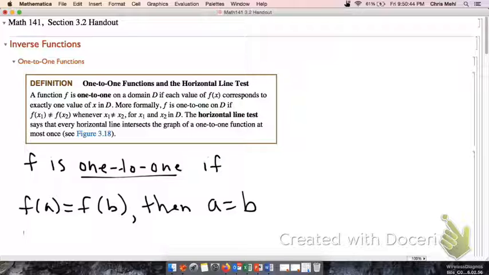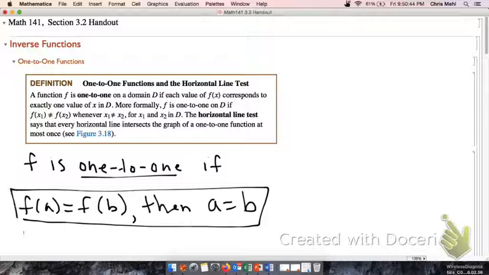Okay, so we're going to verify in just a minute. We're going to look at two functions algebraically. I'm going to show you how to show that those functions are one-to-one. So I'm going to use this property right here. If f of a equals f of b, the only way that two outputs can be the same is if really the inputs are the same.